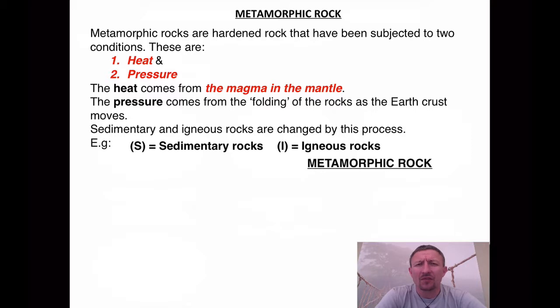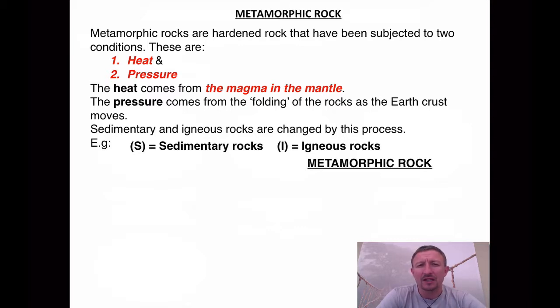Now the heat comes from the magma in the mantle and comes from the heat which is generated in the center of the earth. And some rocks can actually journey all the way down to that center of the earth and then come back again. As a result, that heat which is generated is what's going to cause the changes in these rocks.